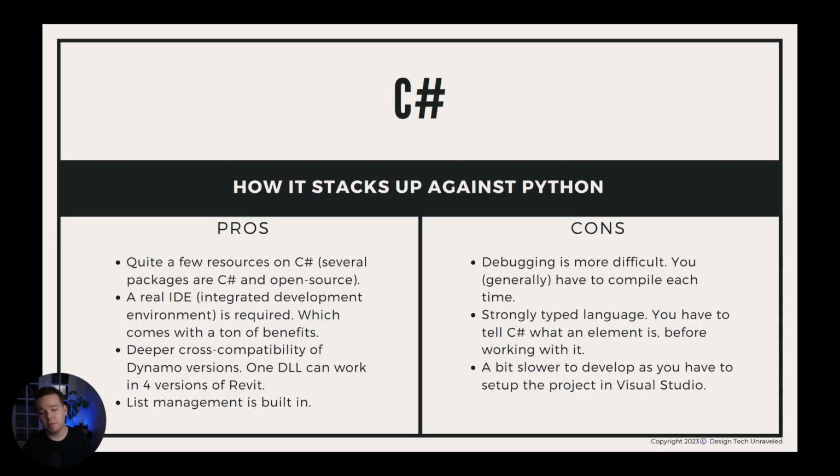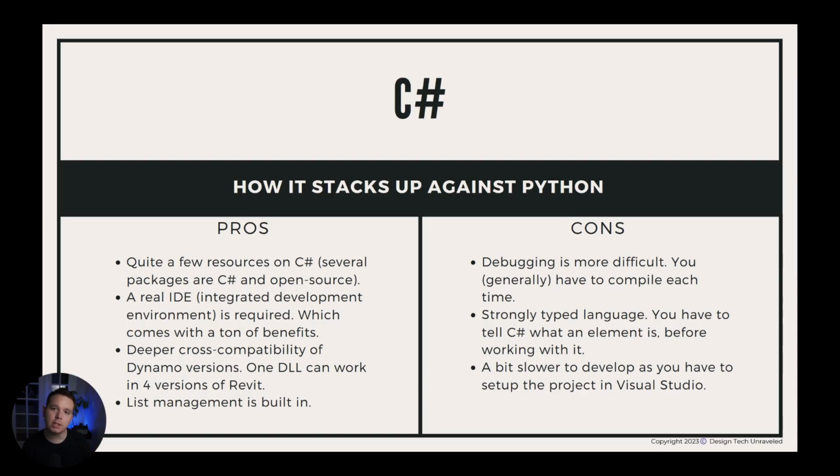There is a deeper cross-compatibility of Dynamo versions with C#. So if you build a DLL for Dynamo, you can get it to work between most versions of Revit that are current. So one DLL can technically work in up to 4 versions of Revit or more. Rhythm, for instance, the same code base works in Revit 20 to Revit 24, which is pretty neat, and it's easier as a package author to maintain in that way.